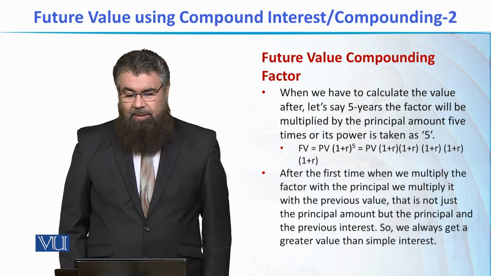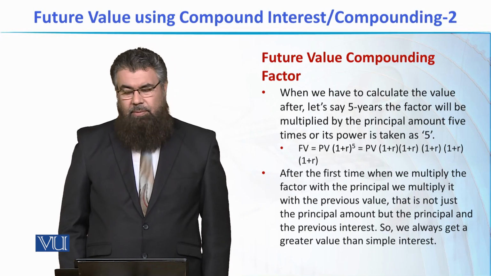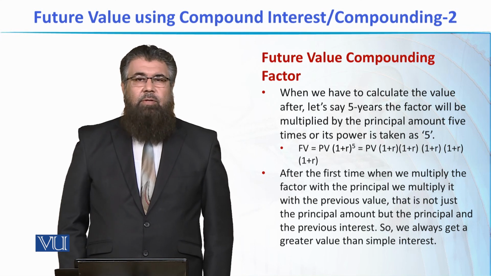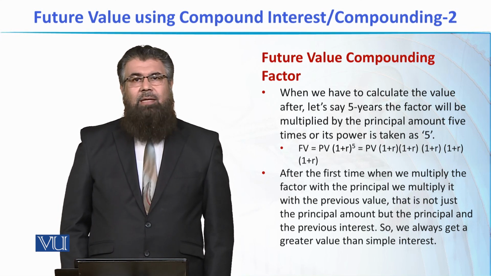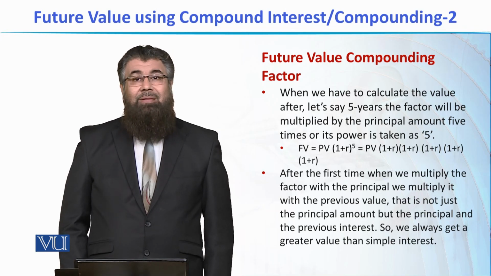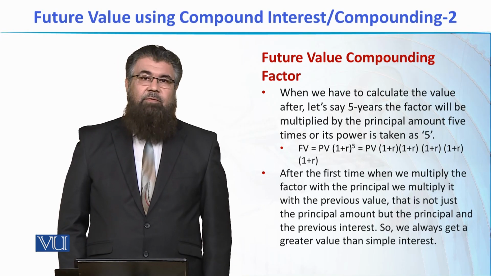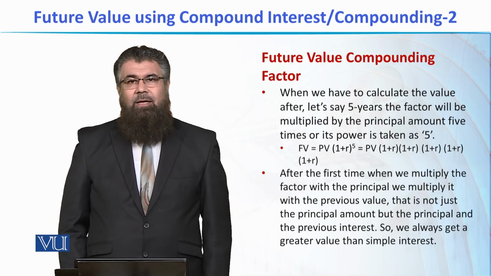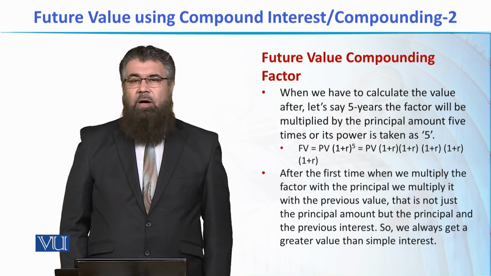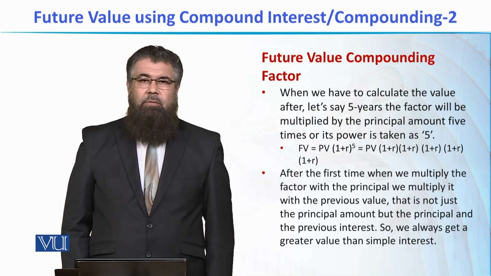This is further elaborated as present value into 1 plus r, multiplied by 1 plus r, multiplied by 1 plus r, and so on for 5 times. So if we have a value of n equal to 30, this means we have to multiply the present value 30 times with 1 plus r in order to get that future value. And instead of taking this factor 30 times, we take its power equal to 30, so that in one go we can calculate the future value.